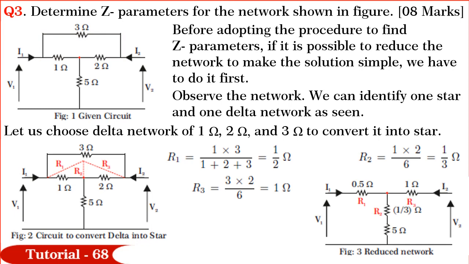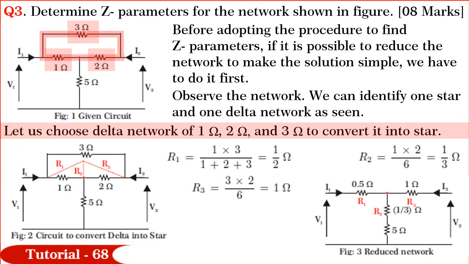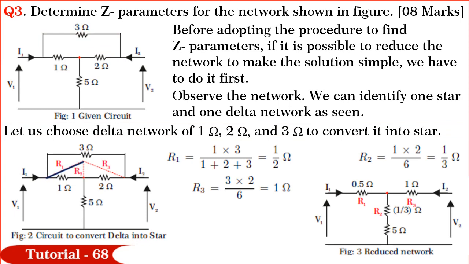So, I prefer to choose the delta network of 1 ohm, 2 ohm and 3 ohm to convert it into an equivalent star. Let R1, R2 and R3 be the star connected resistances as shown in the figure. We know that R1 is equal to 1 into 3 divided by 1 plus 2 plus 3, and hence R1 is equal to 1 divided by 2 ohm.